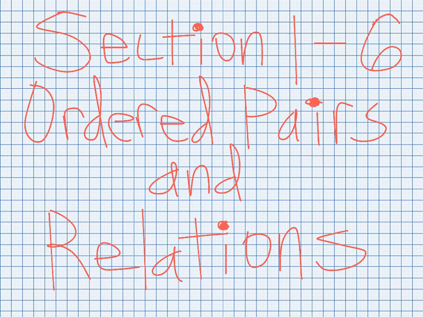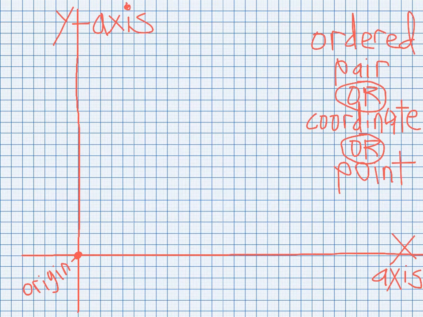All right, section 1-6, this is called ordered pairs and relations. And what we have here, this will be on page 54. We're just going to go through some of the vocabulary. First term that you see halfway down is called a coordinate system.